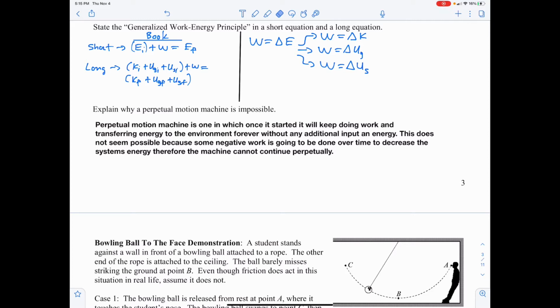Well, that's not the way engines work. Engines need fuel, and that fuel actually is heat. Heat from various sources is what propels engines to do their job. This does not seem possible because negative work is going to be done over time. Why? Because engines have moving parts. Machines have moving parts, which means there's going to be some internal friction. And internal friction results in a loss in mechanical energy.